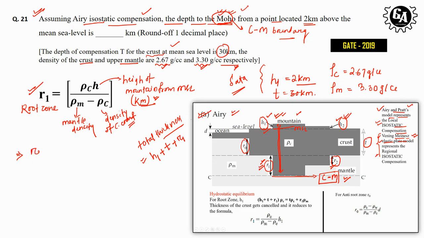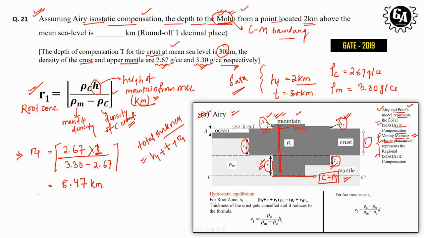Now we have all the values. So r1 is equal to rho c, which is 2.67, times the height, 2 kilometer, and always remember h is in kilometer, divided by 3.30 minus 2.67. If we calculate 2.67 times 2 divided by 3.30 minus 2.67, the answer is 8.47 kilometer. Now we have calculated up to the root zone.